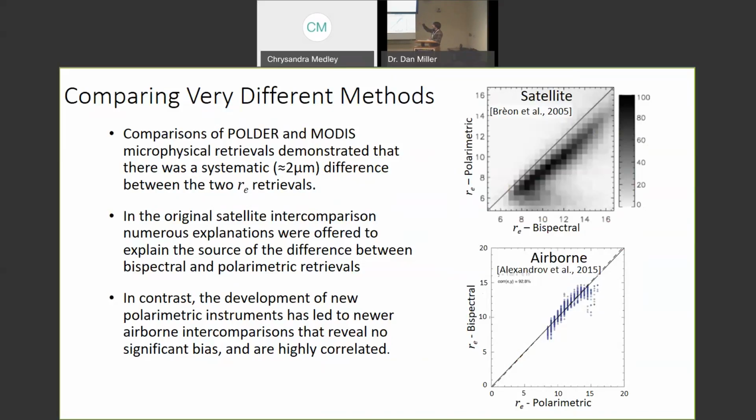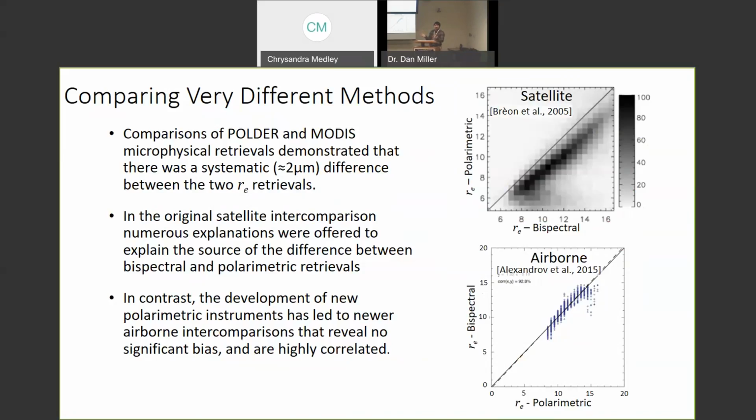And so they found that, and it was later explored a little bit more. The reason why the bispectral retrieval might be biased high is because of cloud spatial inhomogeneity. But in absence of that, if you go to an airborne study, like this Airborne 2015, and you compare the two retrievals again, lo and behold, there's no bias whatsoever, and that correlation, I'm not showing it here, is something like 92%. It's a fantastic fit, and the two retrievals are basically the same.